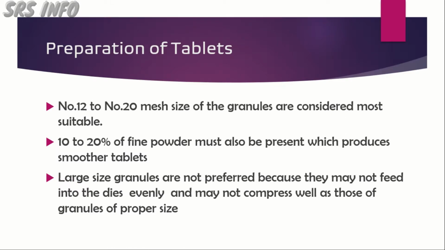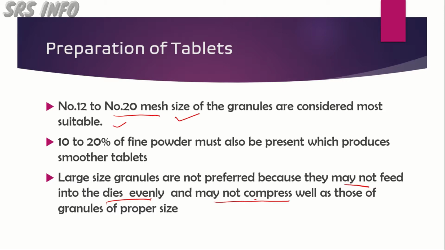The size of the granule is also very important. Generally, 12 to 20 mesh size of the granules is considered most suitable. What will happen if the size of the granules is increased? They may not feed into the dies evenly and may not compress well. So these are the disadvantages if we increase the granule size, so we must concentrate on the size of the mesh also.